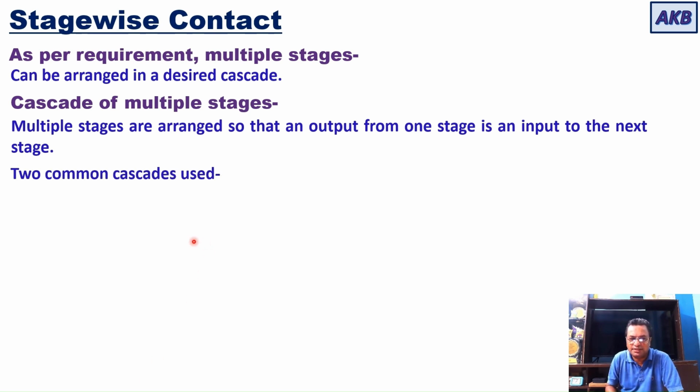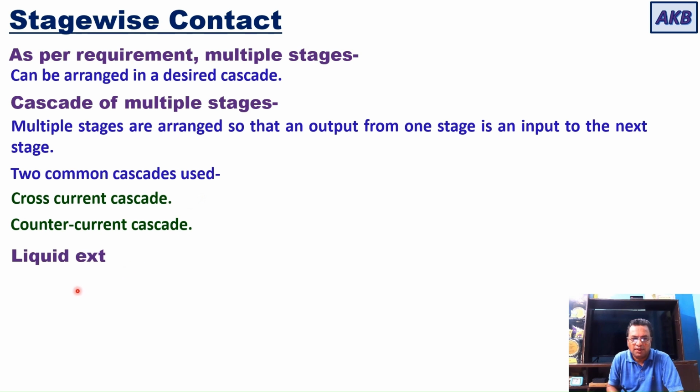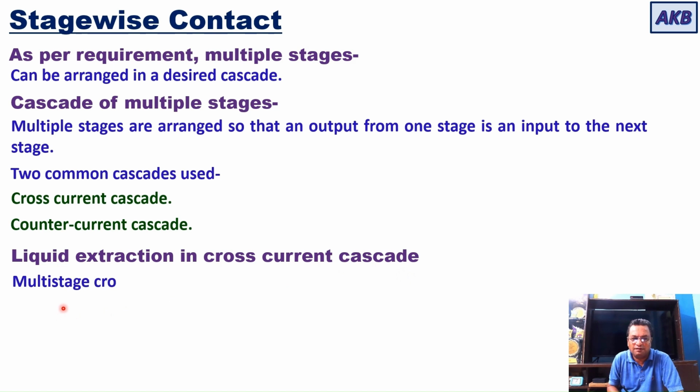Two common cascades are used for stage-wise liquid extraction: the cross-current cascade and the counter-current cascade. Today I'm going to talk about the cross-current cascade. When you carry out liquid extraction in a cross-current cascade, you have multi-stage cross-current liquid extraction. Why multi-stage? Because you are using multiple stages and carrying out the operation in a cross-current cascade.